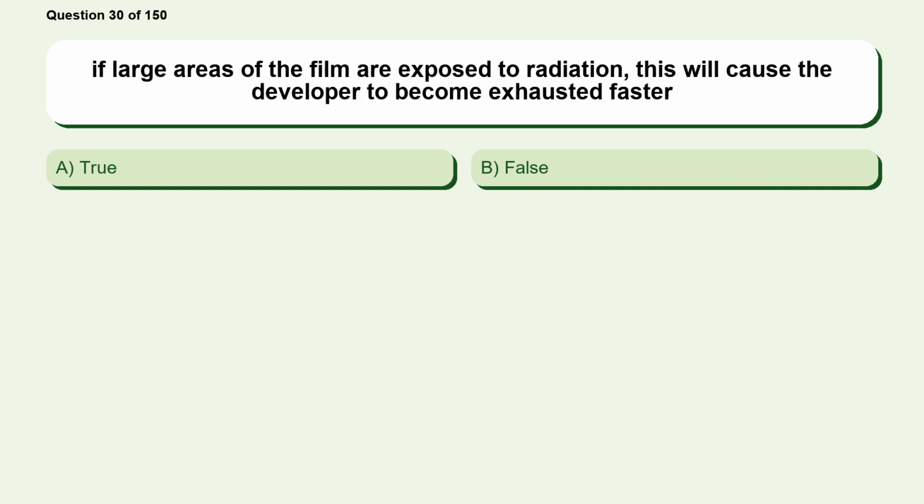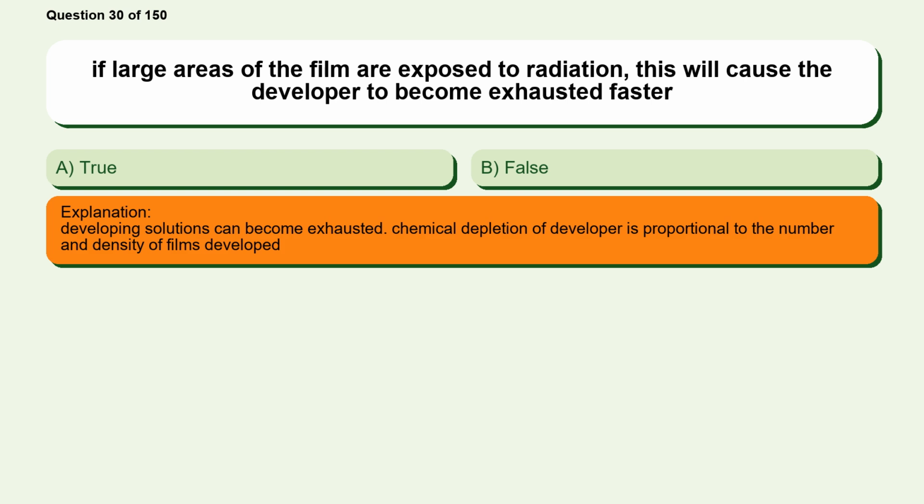Question 30. If large areas of the film are exposed to radiation, this will cause the developer to become exhausted faster. Option A. True. Option B. False. The correct answer is Option False. Developing solutions can become exhausted. Chemical depletion of the developer is proportional to the number and density of films developed.